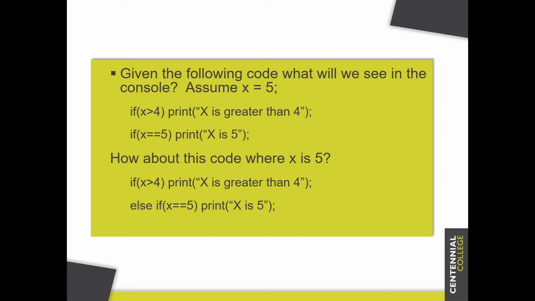Now, in the next set of code, utilizing the if and else if statement, again where X is equal to 5: if X is greater than 4, print "X is greater than 4," else if X equals 5, print "X is 5." In this form, all we're going to see is "X is greater than 4," right? The first conditional statement is met, and therefore it will no longer check any of the additional statements. So hopefully you got that, and if you did, then you understand the if statement.